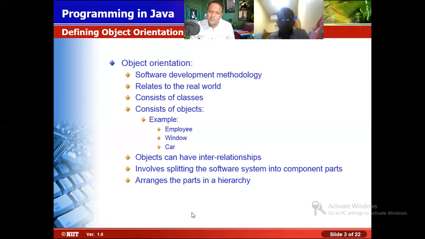So this object orientation helps you to solve real world things. It consists of class and object. So what is an object? An object means any tangible thing that you see in the world. Any tangible thing that you can touch, feel and describe is an object. Your mobile phone is an object, your bag is an object, your bike is an object, your car is an object.